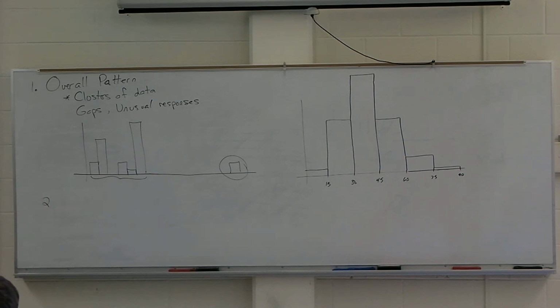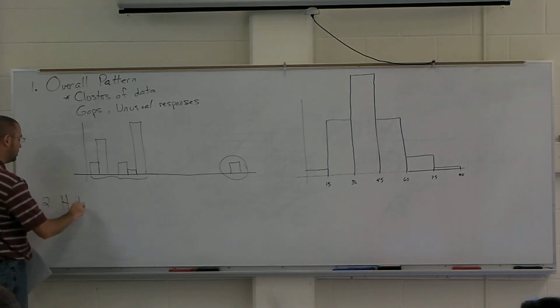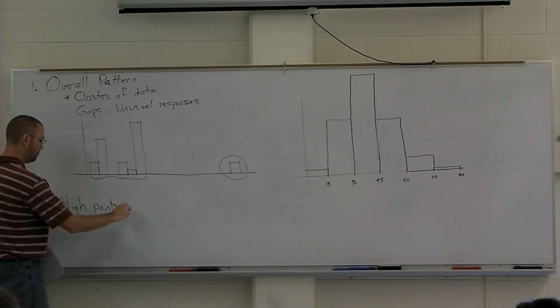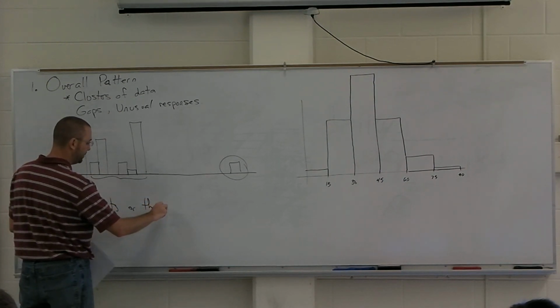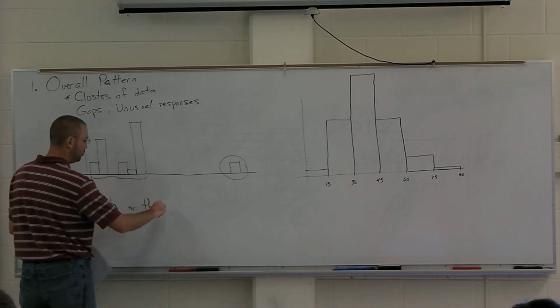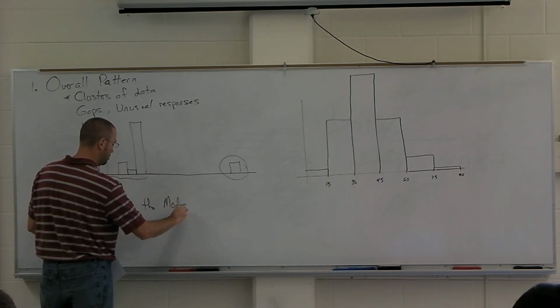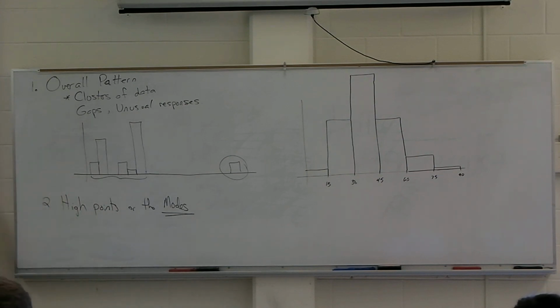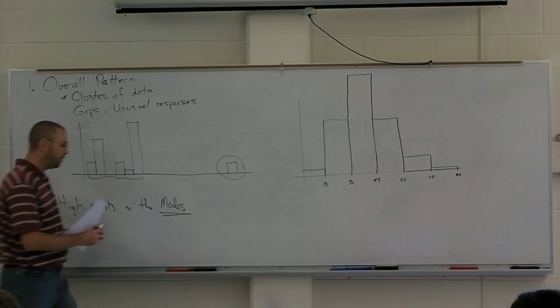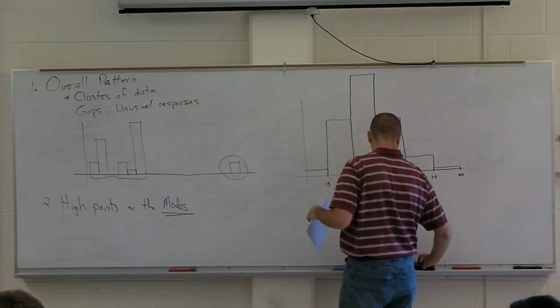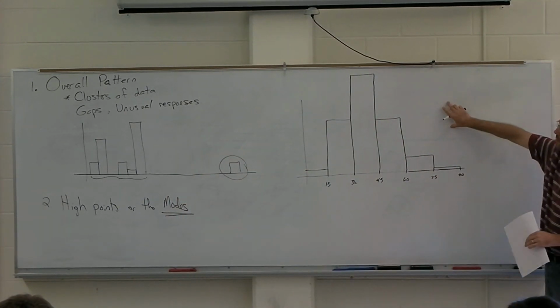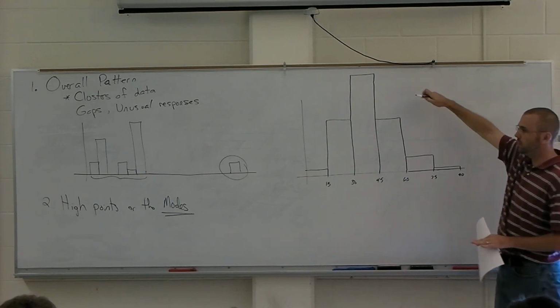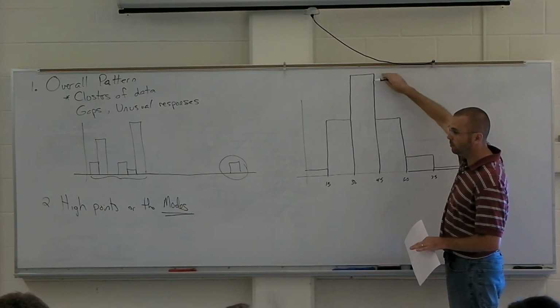All right. The next thing we want to look for is the high points, or what are called the modes. In statistical terms, the word mode refers to the most frequent response. So we want to look for things like that when we're analyzing our data. If we look at this set of data we have here with the football one, notice that there's only one high point. There's only one mode in this case.